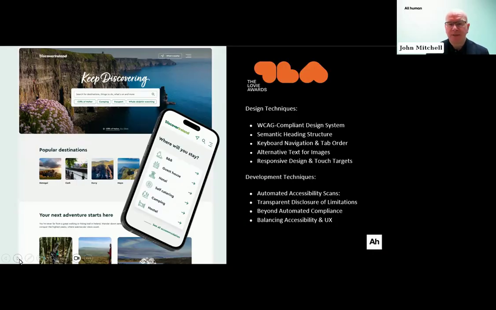This is an example of a site from a design point of view. Again, we worked to develop a design system for that, with very strong adherence to heading structure, navigation, keyboard navigation and tab order, and alt text for all images so the screen readers can consume the content for those with visual impairment. Things like responsive design and touch target. So expanding the touch target area within some of the buttons and calls to action is a very, very important technique for accessibility compliance.